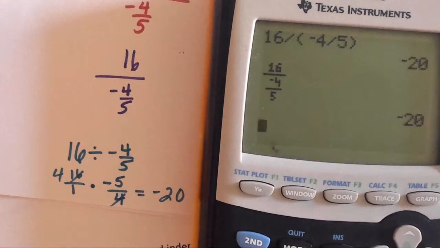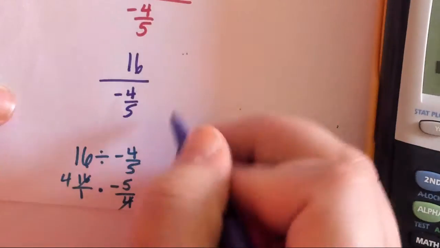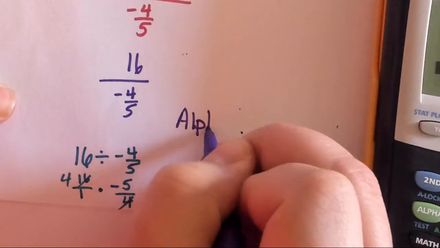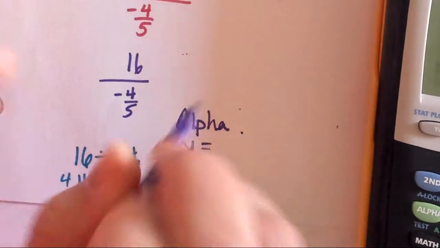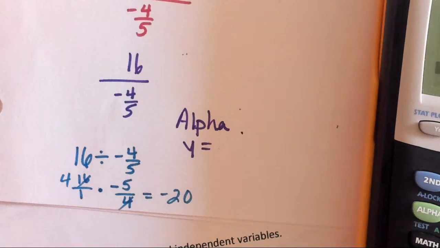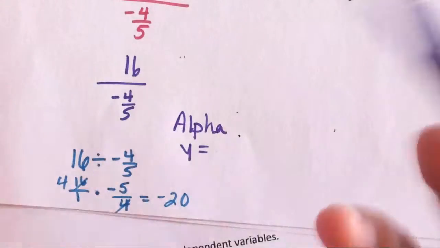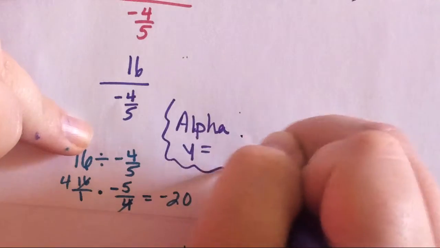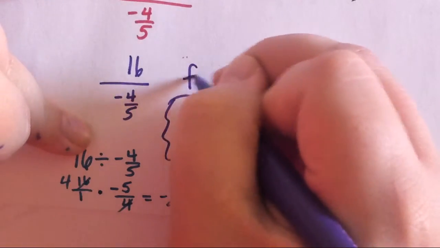So if you didn't know that trick, and you would like for your calculator to look the way it looks on your paper, then I would write down to myself the command for it is alpha, and then you press y equals. And that gets you to the fraction button. I make a bubble and say fraction button.